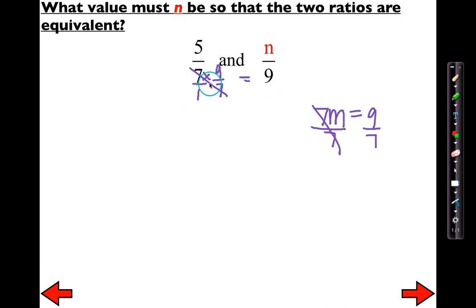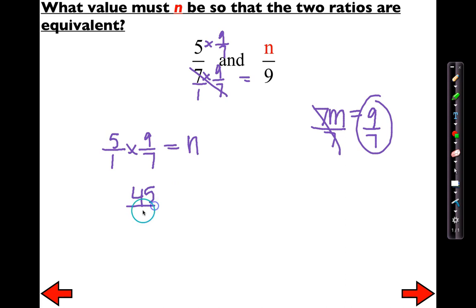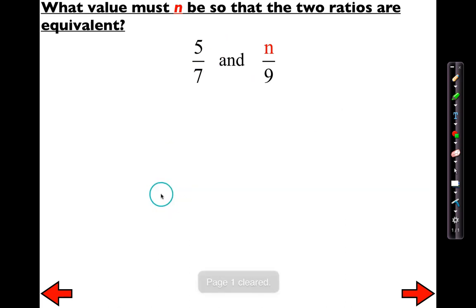The answer is yes. So in order for this to be equivalent, 5 must also be multiplied by 9/7. So to figure out n, I'm going to do 5 over 1 to make it into a fraction, times 9/7, and that's what's going to give me n. I can't cross reduce, so I am going to be left with 45/7 equals n. Okay, so what is the value of n? I would say the value of n is 45/7. Now, keep in mind that you can also turn that into a mixed number. I'm going to go ahead and leave it improper though.